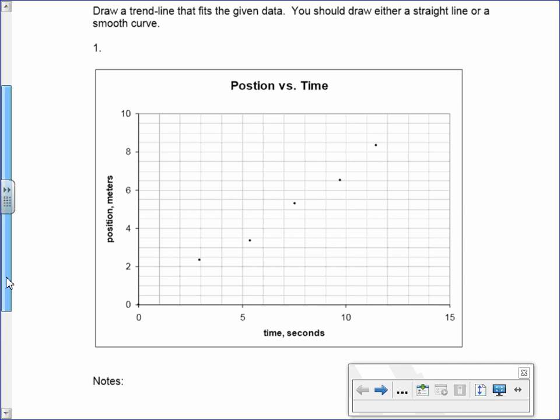So I'm going to draw a couple of lines. I'm not going to put them in the right place, but I want you to tell me if they seem to be the right steepness or not. Okay, so look at this line right here. Does that seem to be the right steepness? Is it too steep, not steep enough, or just right? I think it's just right.